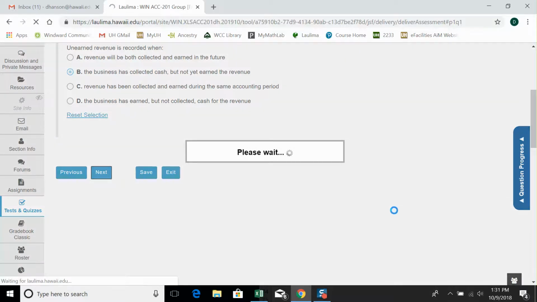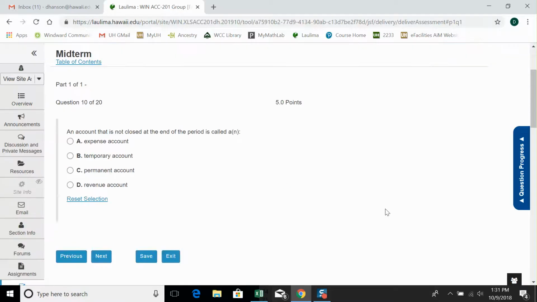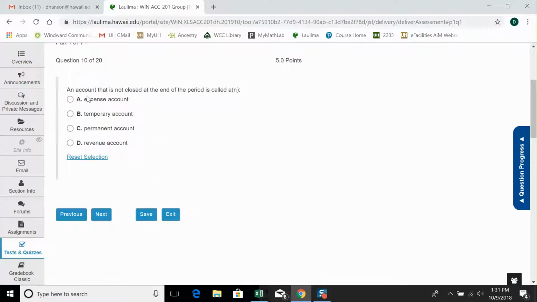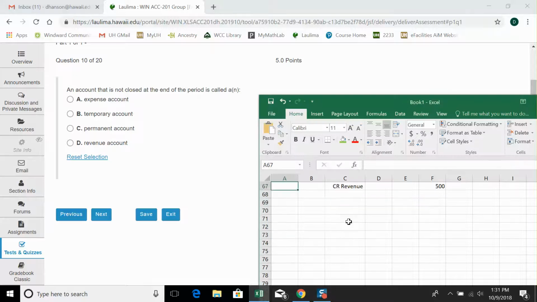Move on to the next one. Okay, an account that is not closed at the end of the accounting period is called. Okay, so remember, the accounts that are closed are called temporary.